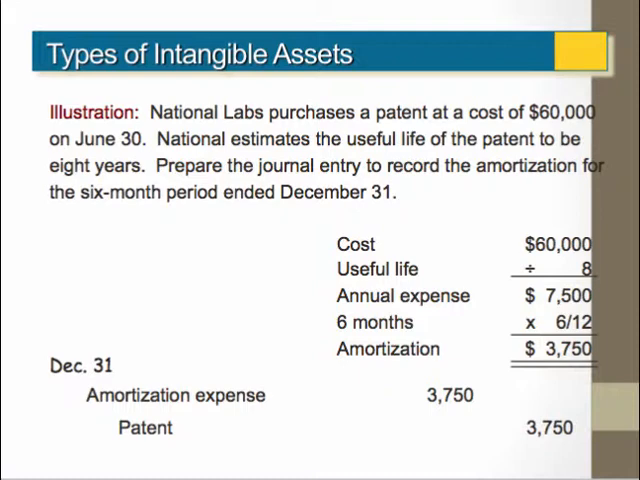So here's an illustration. National Labs purchases a patent at the cost of $60,000 on June 30th. National estimates the useful life of the patent to be 8 years. Prepare the journal entry to record the amortization for the 6-month period ended December 31st. When we do amortization, we use the straight line method for amortization.